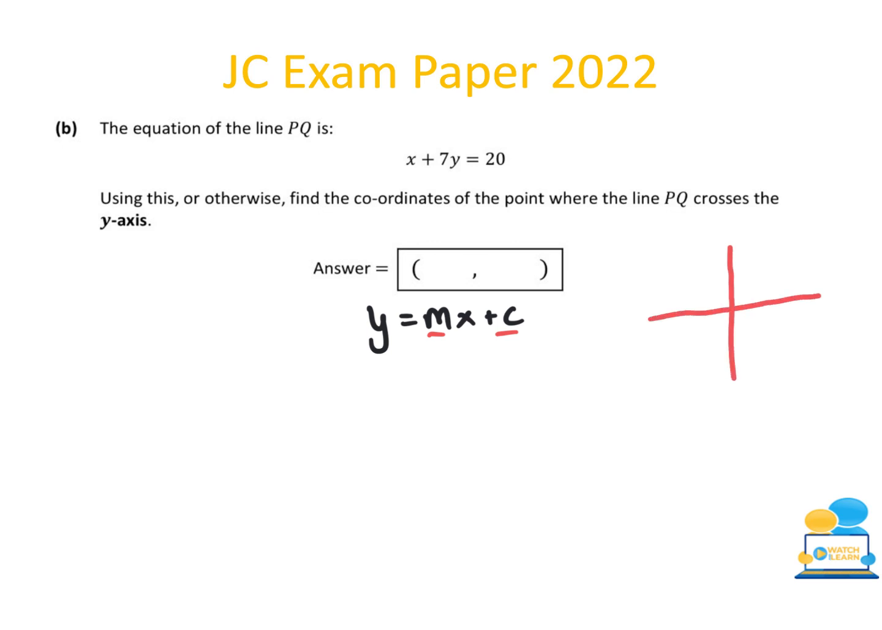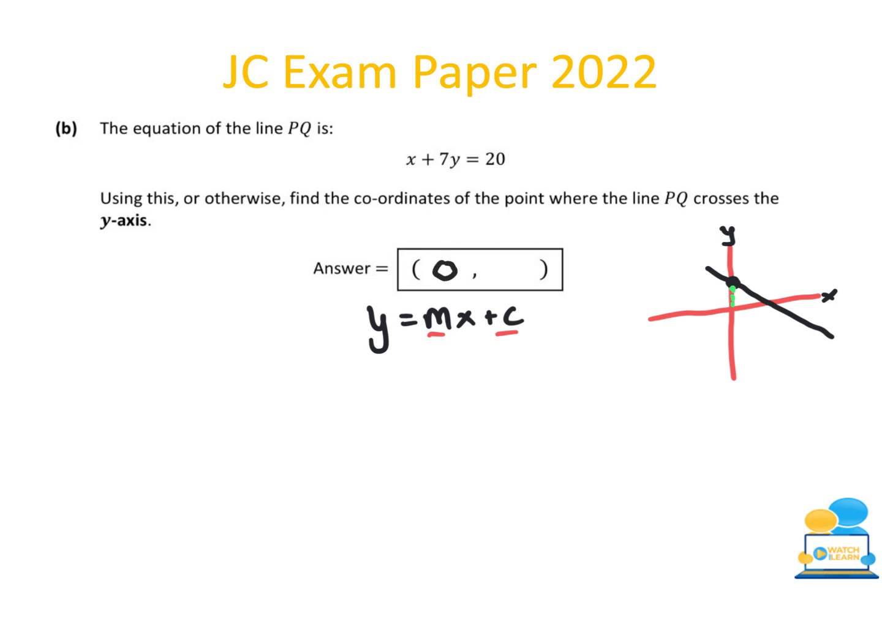So when any line crosses the y-axis, we know that x must be 0 because that point is going to be on the y-axis, which means the corresponding x value must be 0. So you can get marks straight away from knowing that when a point crosses the y-axis, the x value of the point must be 0.